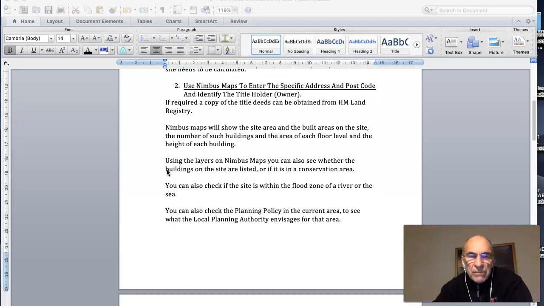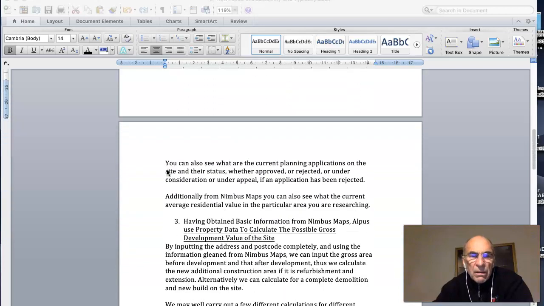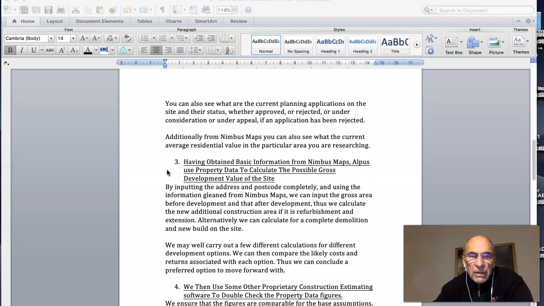You can also check the planning policy in the current area, to see what the local planning authority envisages for that area. You can look at the history of planning applications on that site and their status, whether they were approved or rejected, or if they're under consideration or under appeal, if an application has already been rejected. Additionally, from Nimbus Maps, you can also see the current average residential value in the particular area you're researching.